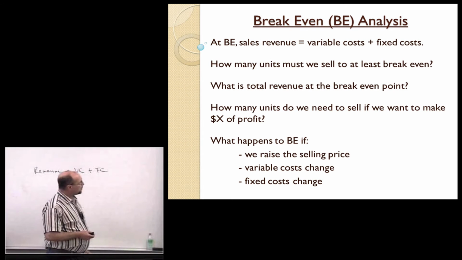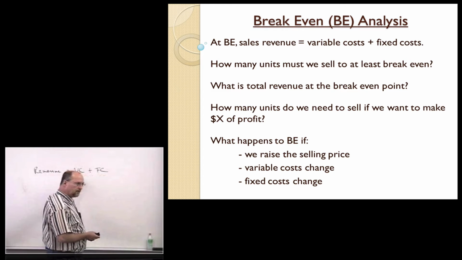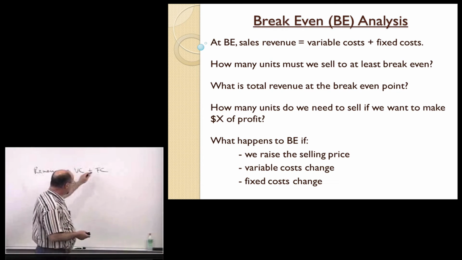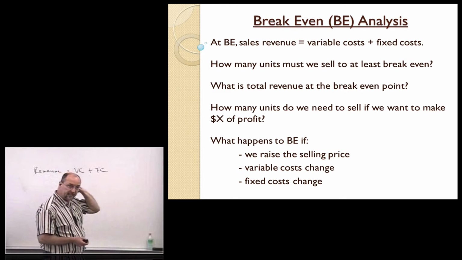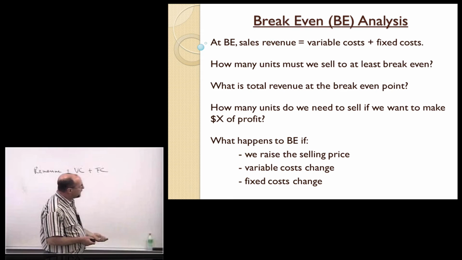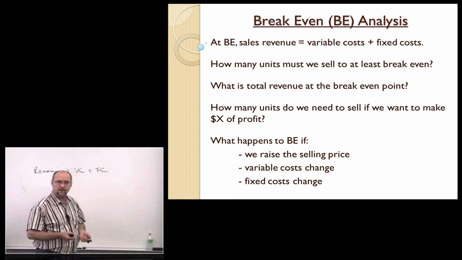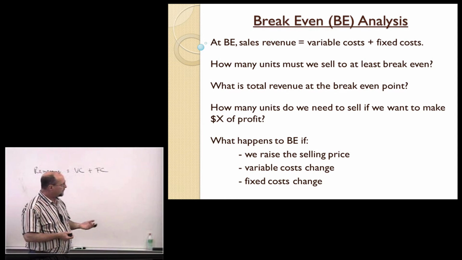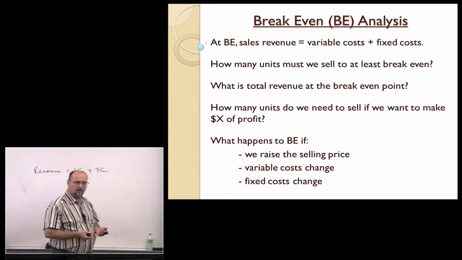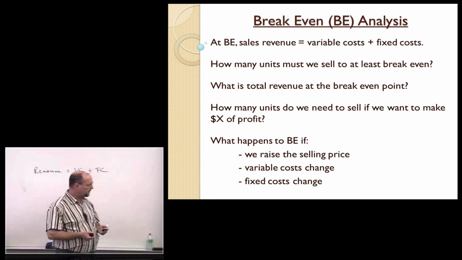The break-even point is when revenue equals expenses, and all of our expenses are separated into variable and fixed components. We're not making money, we're not losing money, we're breaking even. How many units do we need to sell to break even? That's a useful piece of information for a business. What would revenue be at the break-even point? How many units do we have to sell if I want to achieve a profit of 50,000, 100,000, a million? Useful information for a business.